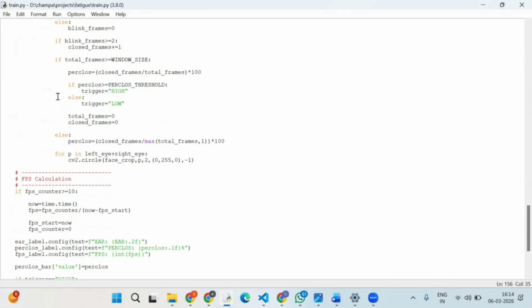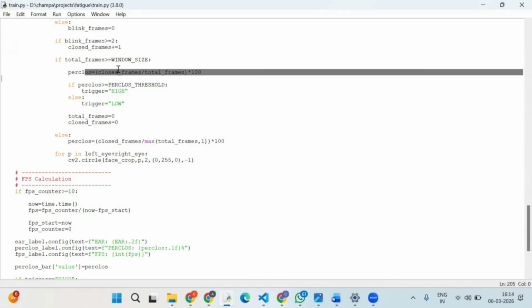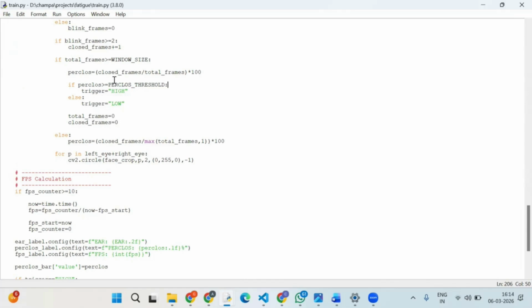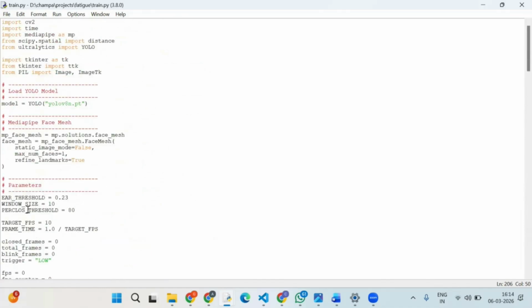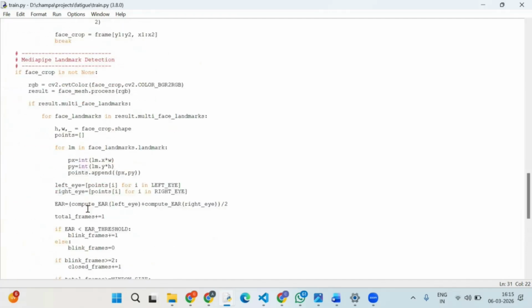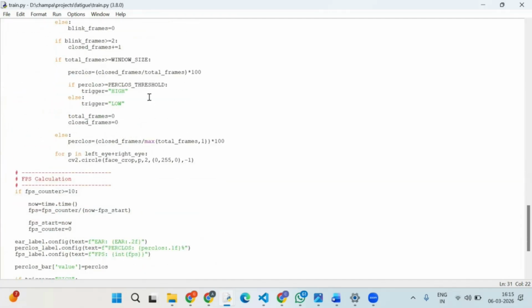How we calculate PERCLOS: here you can see the PERCLOS formula. Closed frames divided by the total frames, multiplied by 100. This is the formula we used here. For example, if total frames are 10, and in those 10 frames the eyes are closed 8 times, then the PERCLOS value is high. If only 4 frames are closed, then it will be low. Here we gave the threshold: PERCLOS threshold 80, which means 80 percent. From the 10 frames, if 8 are closed, multiplying by 100 gives 80%. So then it is high.